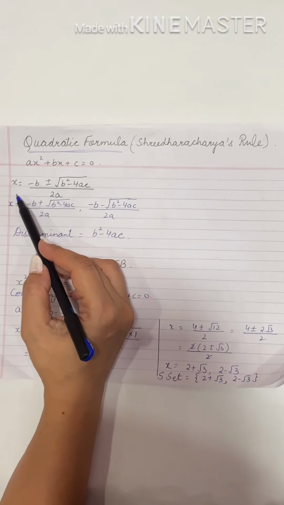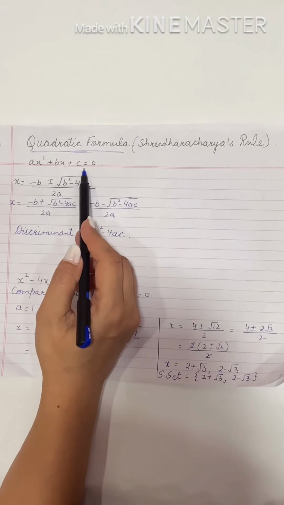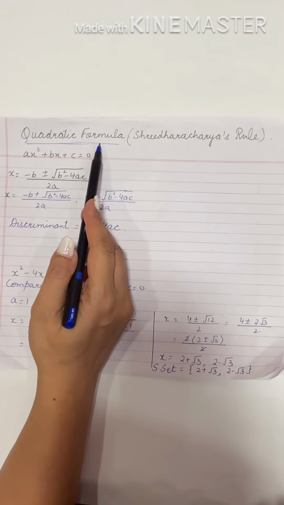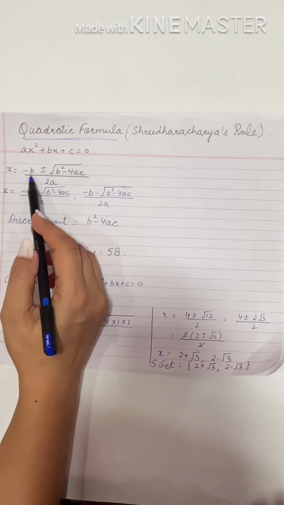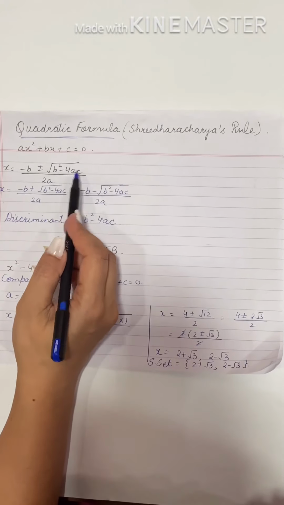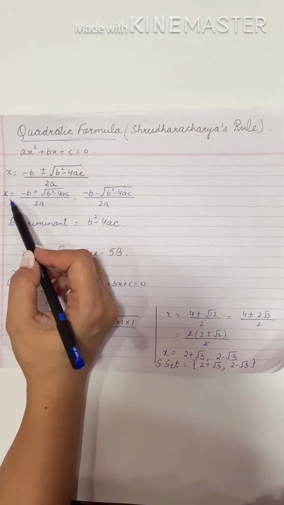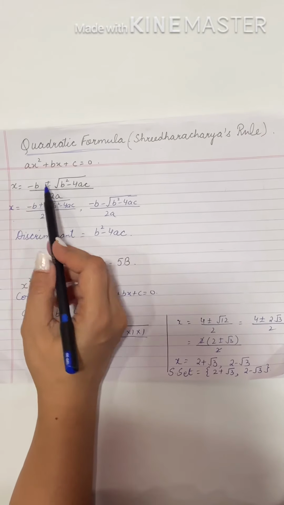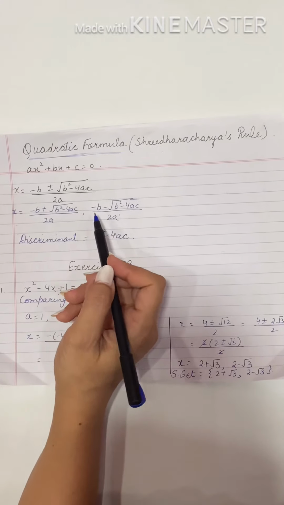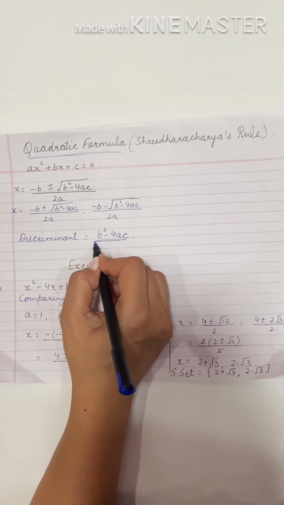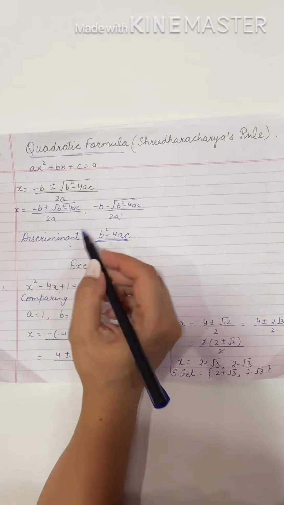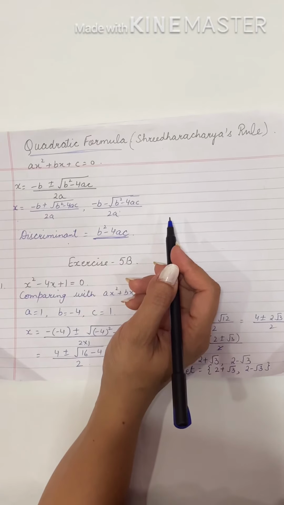According to this, first see the standard equation ax square plus bx plus c equal to 0. According to the quadratic formula, the value of x is given by minus b plus minus square root of b square minus 4ac upon 2a. Now, we will have two values of x, one by taking the positive sign and the second by taking the negative sign. In this, b square minus 4ac is known as the discriminant of the given quadratic equation, which we'll be dealing with in the next exercise.